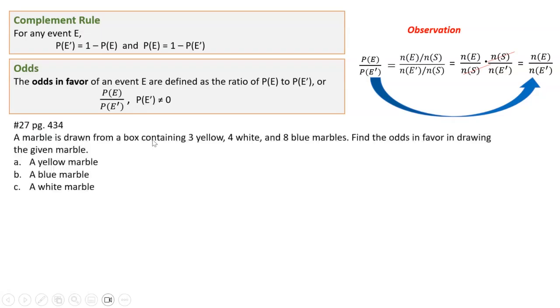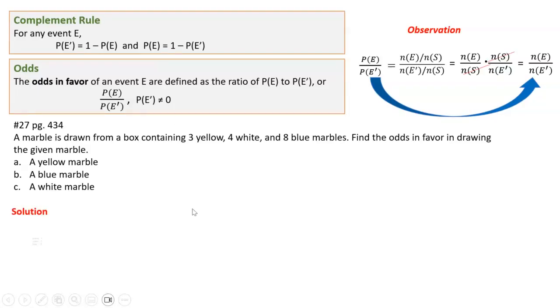So in a simpler way, okay, this is number 27 from page 434. Again, the number is correct, but the page is wrong because now we have a new edition. But this is actually number 27 from the section. It says here, a marble is drawn from a box of 3 yellow, 4 white, and 8 blue marbles. Find the odds in favor of drawing a yellow marble, a blue marble, and a white marble.